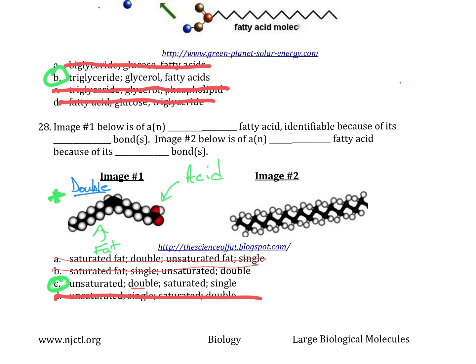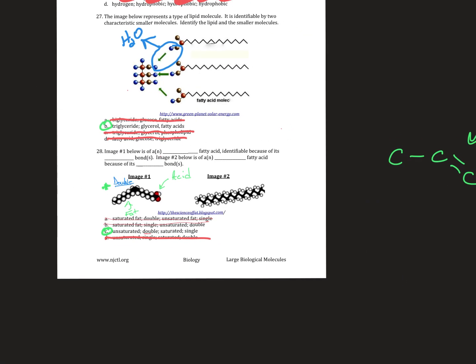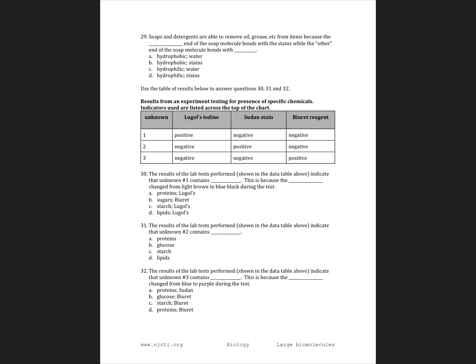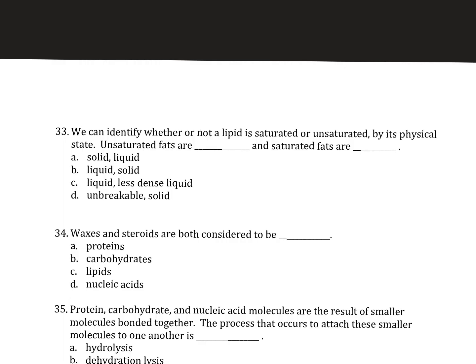So number one is an unsaturated fatty acid, and it has a double bond. And the saturated fatty acid has a single bond, and that's it. Again, I want to reemphasize that everybody's test was different, and some of these questions were marked as extra credit. For some classes, I took the questions out completely. We can identify whether or not a lipid is saturated or unsaturated by its physical state.